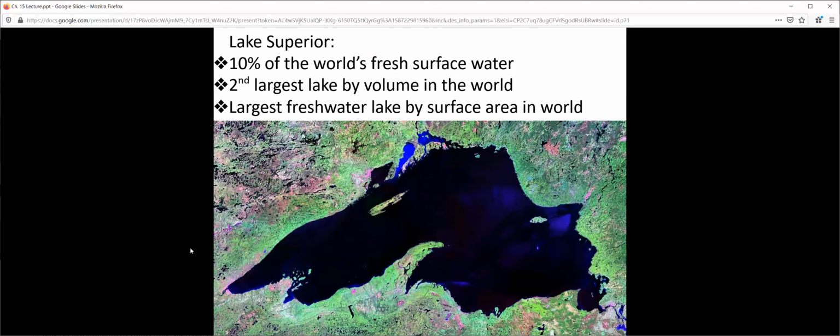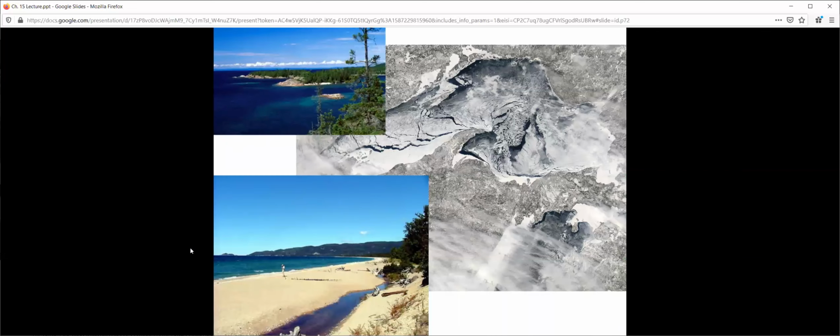Lake Superior, as shown here, if again you live around the campuses in Gogebic, I'm sure you know Lake Superior, contains by itself 10% of the world's fresh surface water. It is the second largest lake by volume in the world, and the largest freshwater lake by surface area in the world. So second biggest by volume, largest freshwater by surface area. It's cool looking, fun beaches. Highly suggest you go to it. Very cold a lot of the time, right?